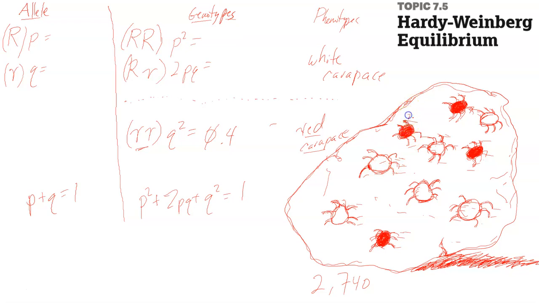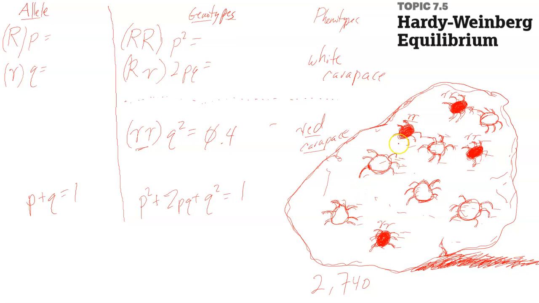I could even label them. I could say little r, right, for this one. Little r. So can you tell me the genotype of all these that have a white carapace? Could you tell me those genotypes? Probably not. And the reason you can't is because there's two genotypes that give rise to this one phenotype, right? All of these white beetles could either be big R big R or big R little r.